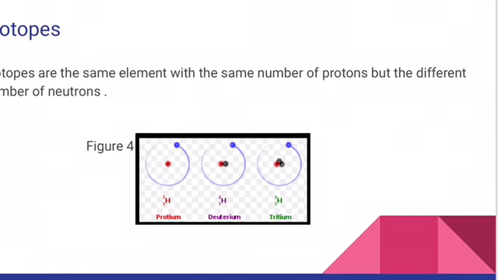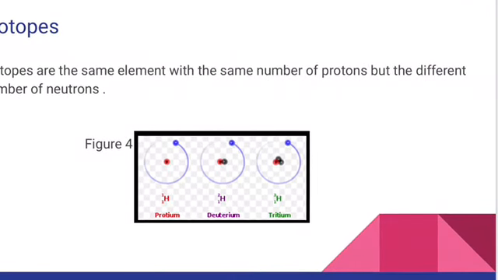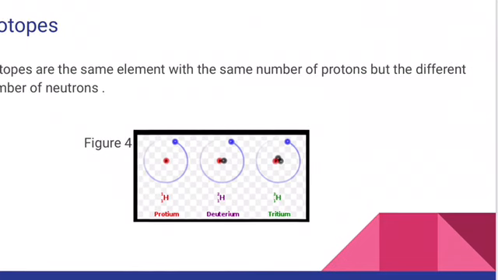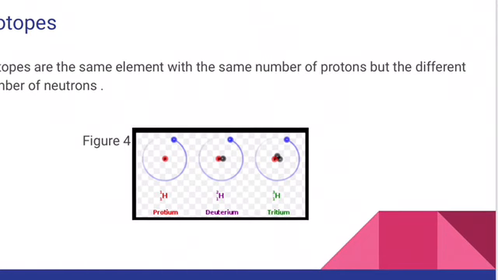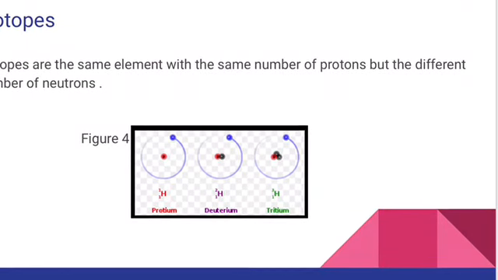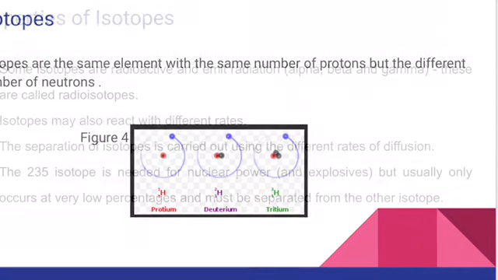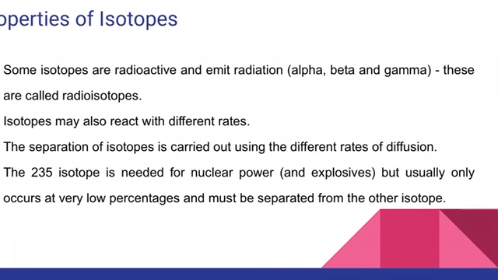of neutrons. If you see in this picture, these are the isotopes of hydrogen. In the first one, protium, there's one proton, whereas in deuterium there's one proton and one neutron, whereas in tritium there are two neutrons and one proton. On the whole, the properties of isotopes are identical to one another.